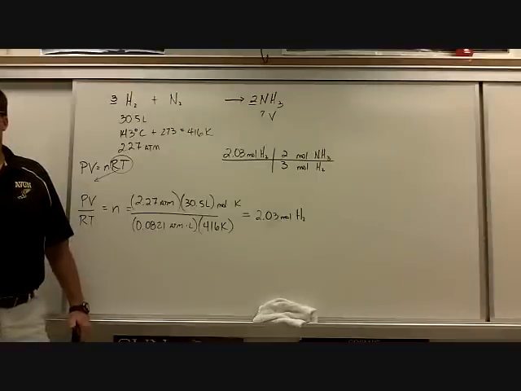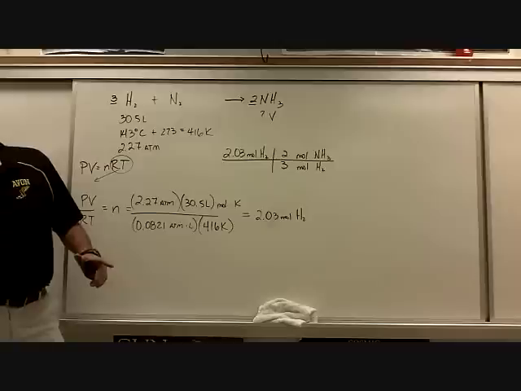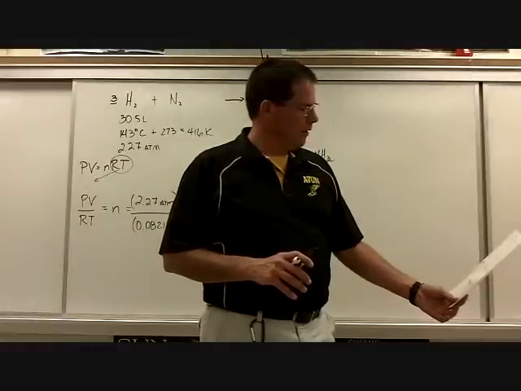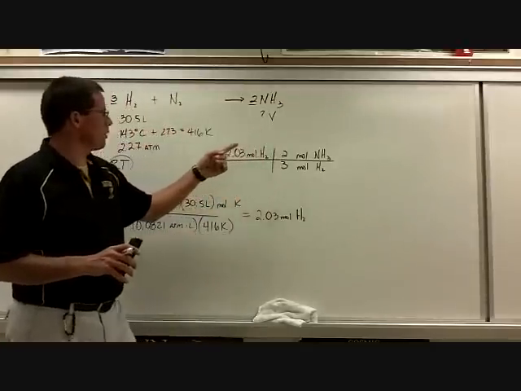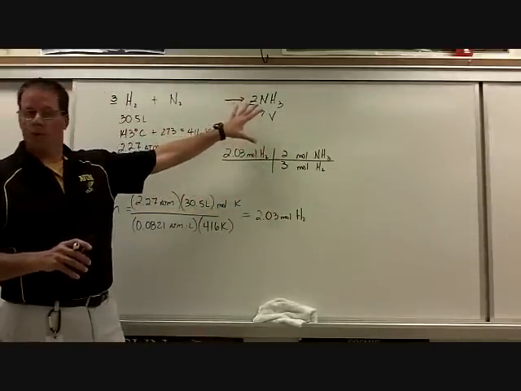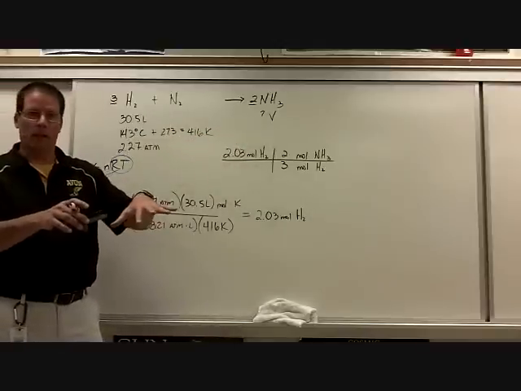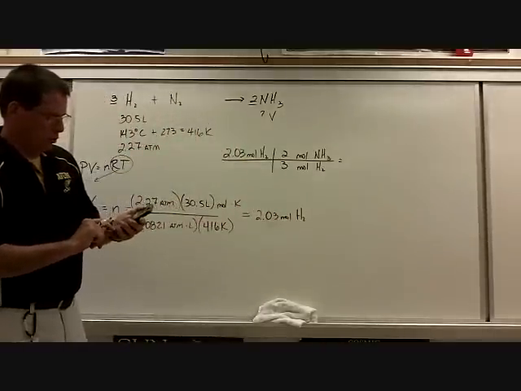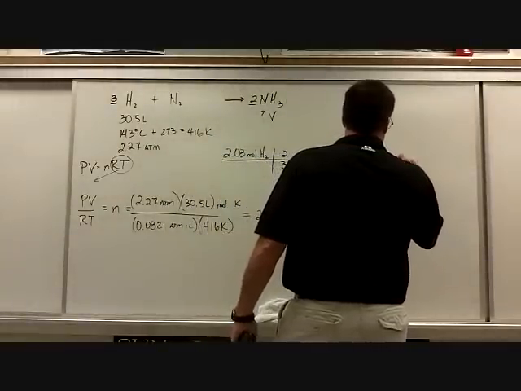Now what do we do? Grams. Now, the question doesn't say, or does it? It doesn't come out and say it. But unless it gives you a temperature and a pressure for the ammonia, assume it to be the same. Since we're looking for a volume here, we need to go back into PV equals nRT. So we need to find out how many moles we have here. So times 2 divided by 3. So 1.35 moles of ammonia.